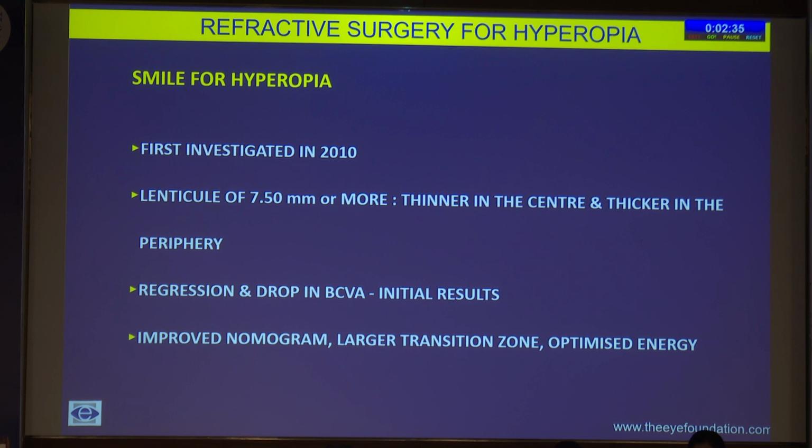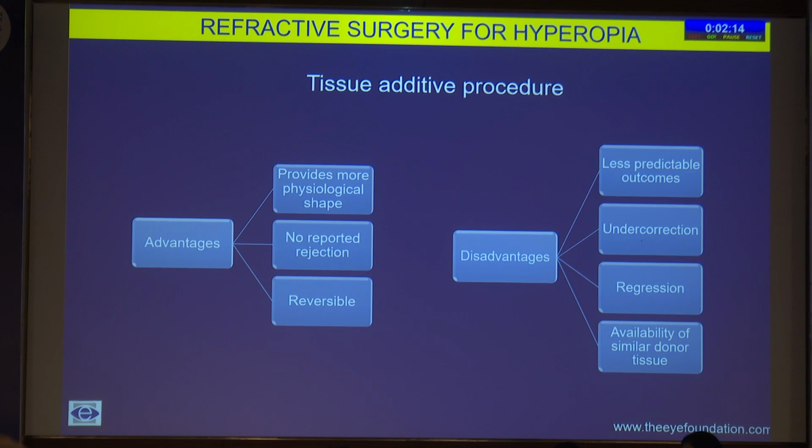Just a few words regarding SMILE for hyperopia. It was first investigated in 2010, and they used a lenticule of 7.5 mm, which was thinner in the center and thicker in the periphery. The initial results showed regression and a drop in BCVA. However, if we are able to provide improved nomograms, a larger transition zone, and optimized energy, SMILE may as well become a good option for hyperopia.